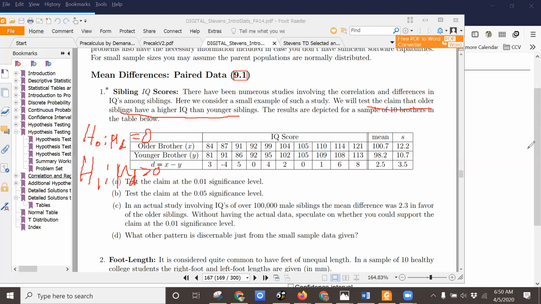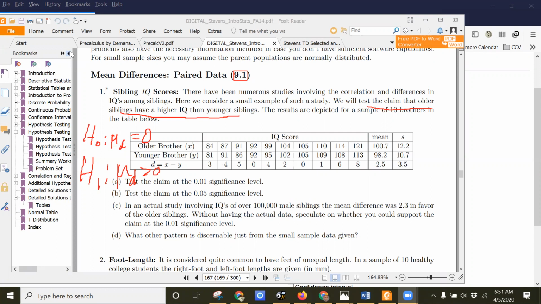I've identified the claim. Now the conditions: the sample size is a little small, but IQ tends to be normally distributed, so I think we're okay to use the test. So we've got our H0. I'm going to go out and use the Rossman Chance applet. Before I leave this screen, I'm going to write down some numbers here.